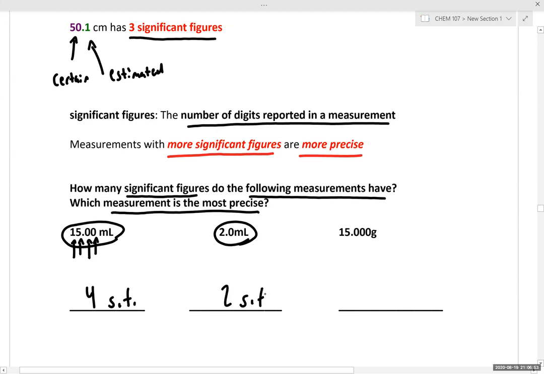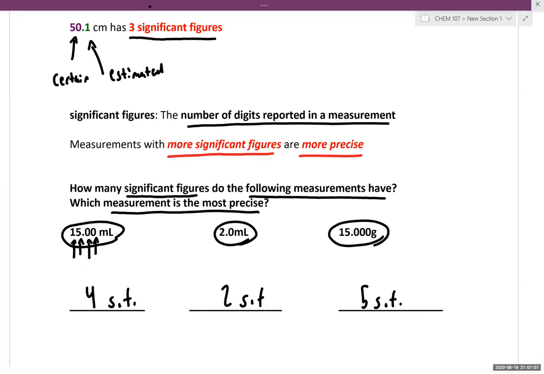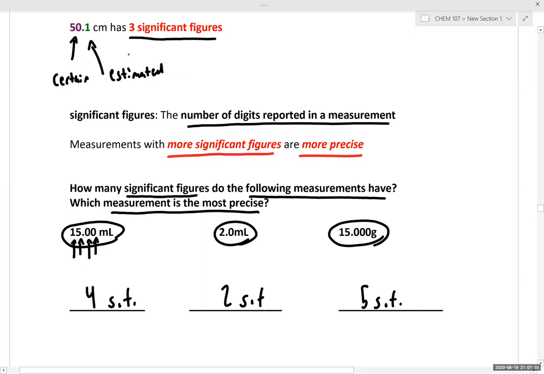2. And what about 15.000? How many significant figures does 15.000 have? 5, it has 5 sig figs. Perfect. So which measurement is the most precise? Which measurement has the most sig figs? The last one, exactly. 15.000 is the most precise measurement because it has the most total number of sig figs. Wonderful. Does this make sense to everyone?